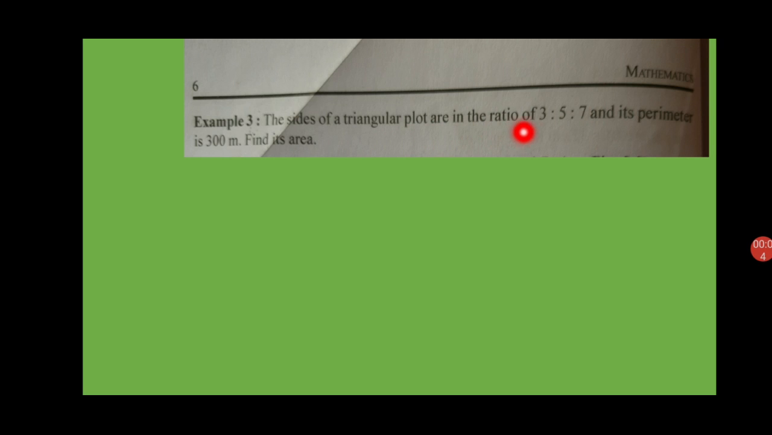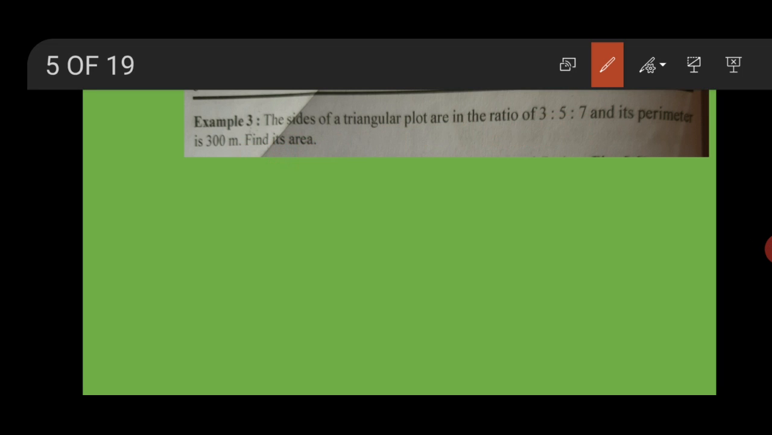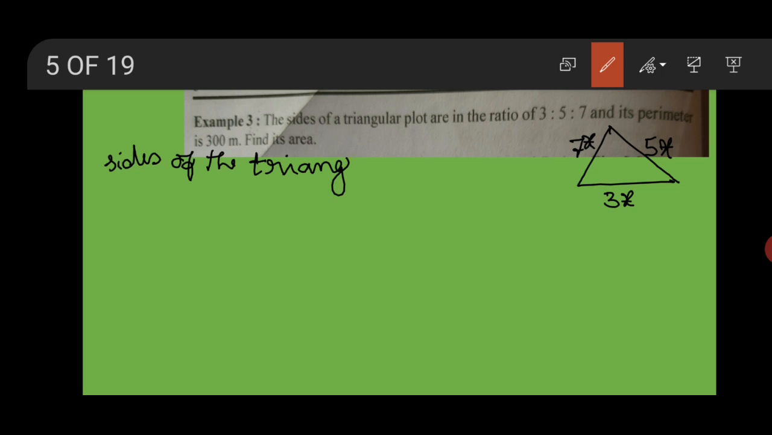Example 3. The sides of a triangular plot are in the ratio of 3:5:7 and its perimeter is 300 meter. Find its area. So, for a triangular plot, let the sides of the triangular plot be 3x, 5x and 7x. But we don't know each side, but it is in the ratio. Therefore, first we have to find the sides of the triangular park or plot.